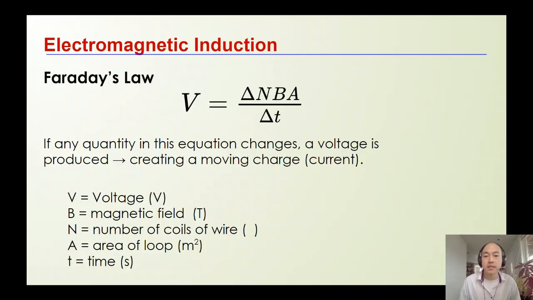Faraday's law is stated as follows: the voltage induced is equal to the change in the number of turns, the magnetic field, or the area, divided by the change in time. N refers to the number of coils of wire. B is the magnetic field measured in Teslas. V is the voltage measured in volts, and the area is measured in square meters. And all of this is time dependent, divided by the change in time.